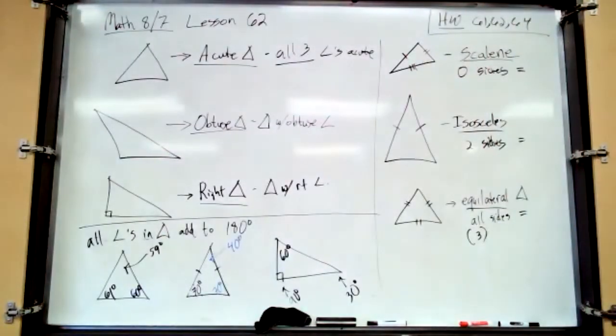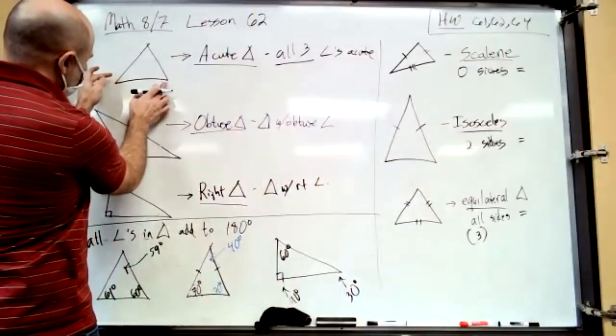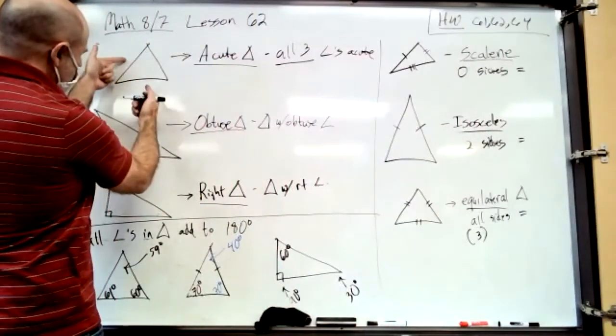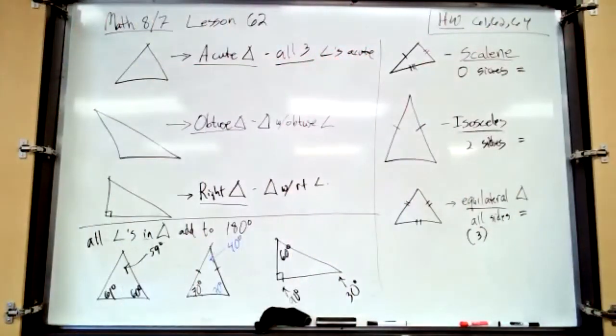So is it possible to have a scalene equilateral triangle? No, a scalene, sorry. Is it possible to have a scalene acute triangle? Yes. Yeah, you can have a scalene acute triangle. So you just have to draw it. If maybe this is a little bit more that way, then see how none of the sides look the same. It's possible to have a scalene acute triangle.